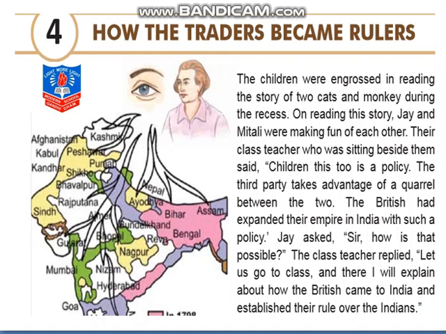And let's proceed further with the chapter. Jay asked, "Sir, how is that possible?" The class teacher replied, "Let us go to class and there I'll explain how the British came to India and established their rule over the Indians."